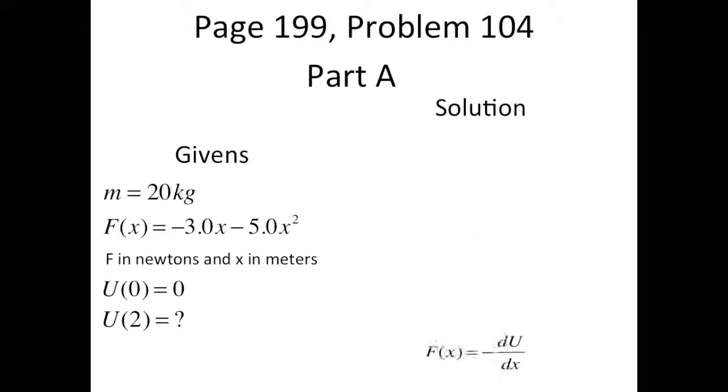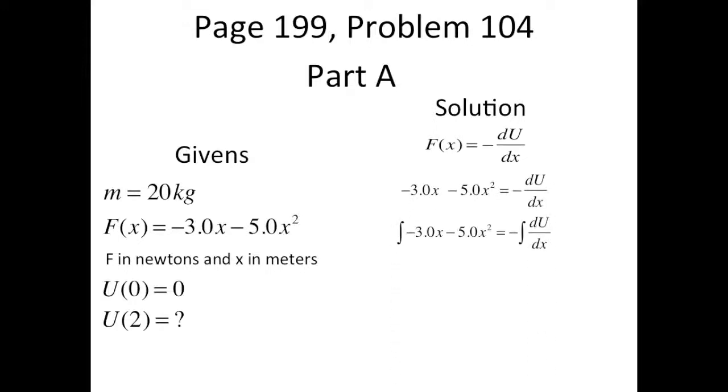So we start this problem using the equation F, the force function, is equal to the negative derivative of the potential energy function, and we substitute our force function into this equation, and then we basically just solve for the potential energy function. First we integrate both sides, and then we multiply both sides by -1 to get this equation here. And we know that C is equal to 0 because when the displacement is 0, the potential energy is also equal to 0, as shown in our givens.